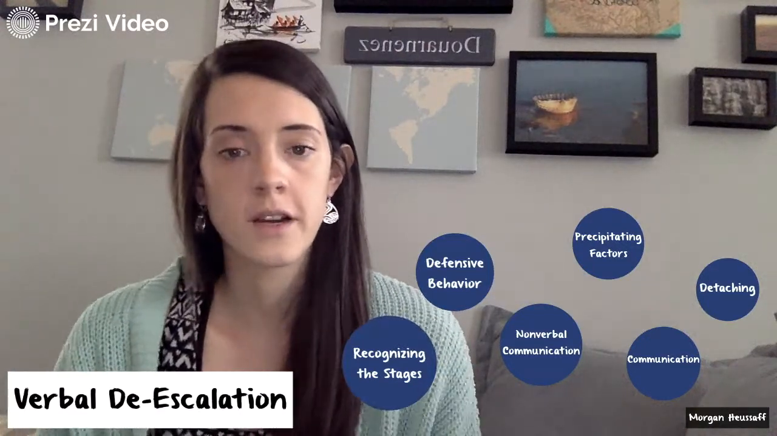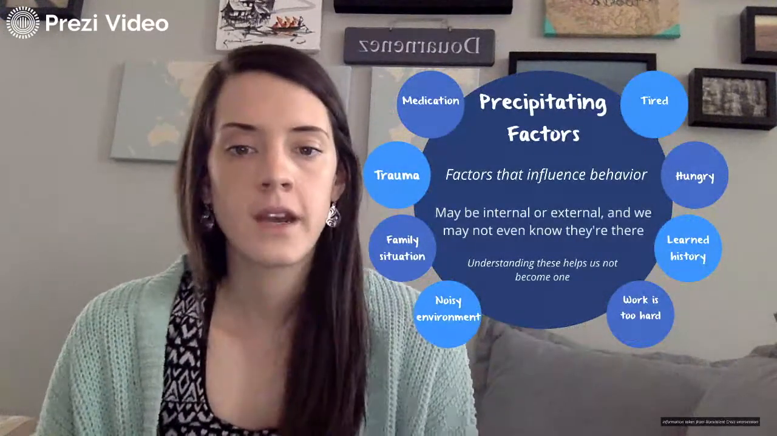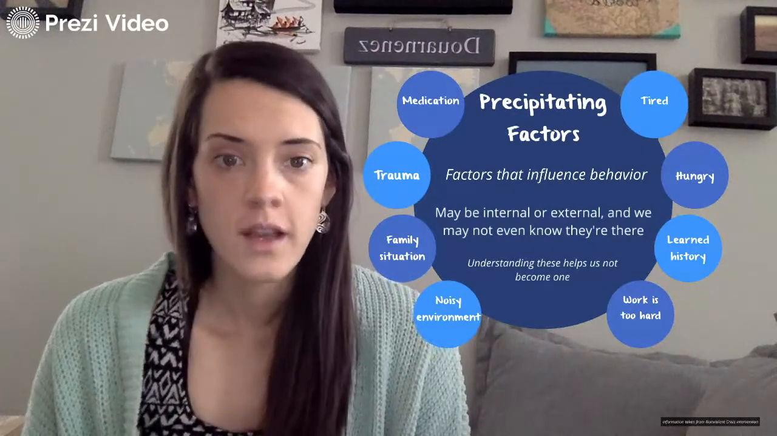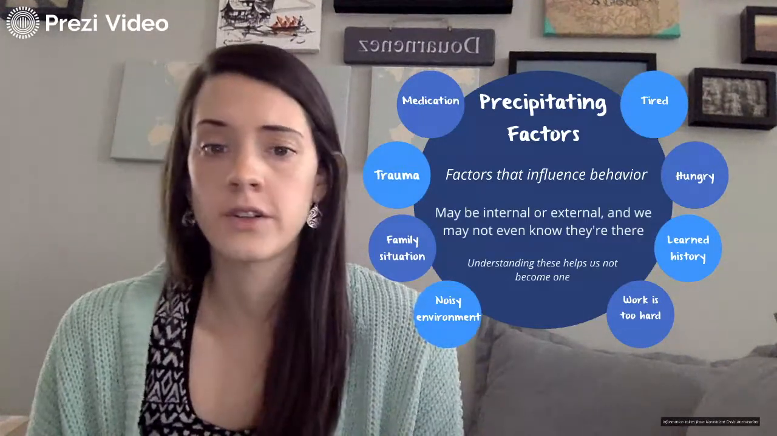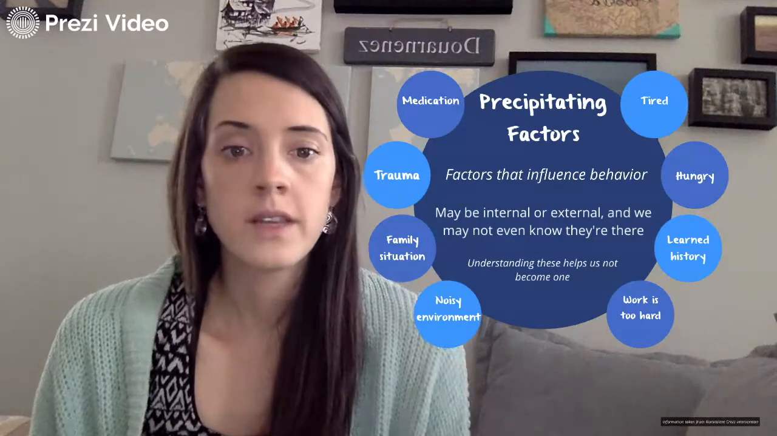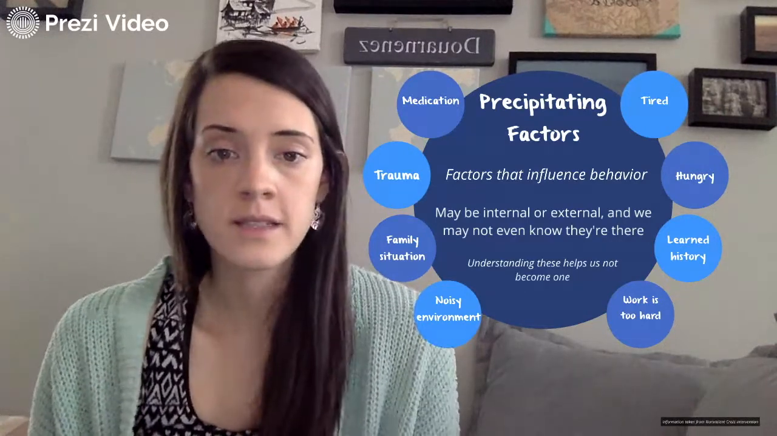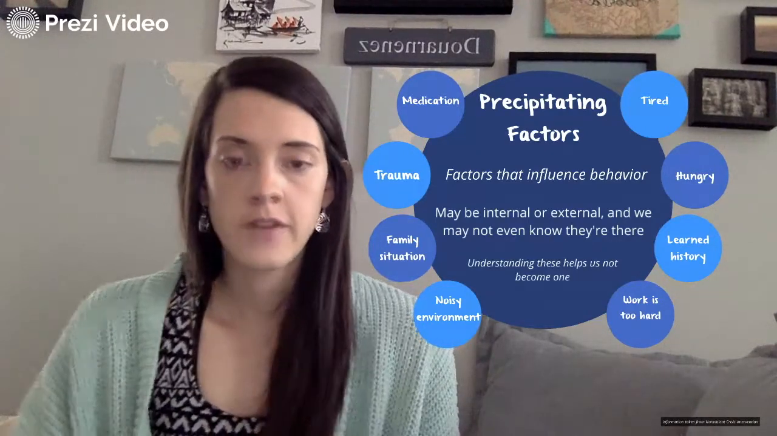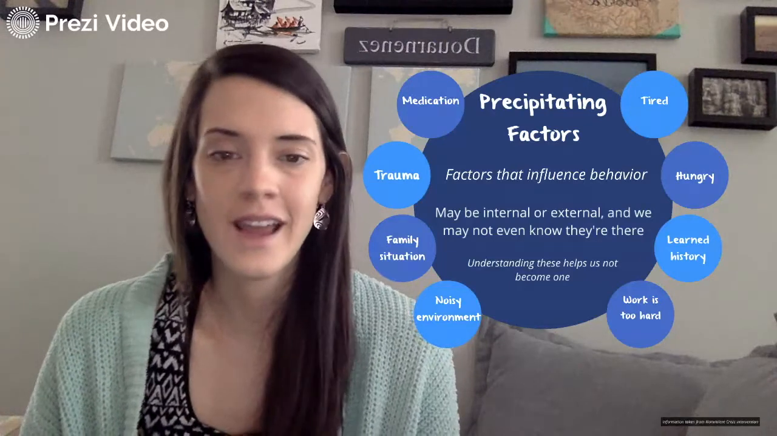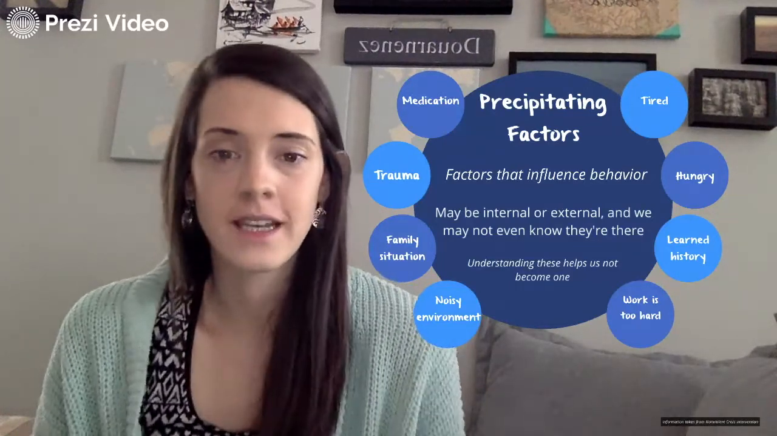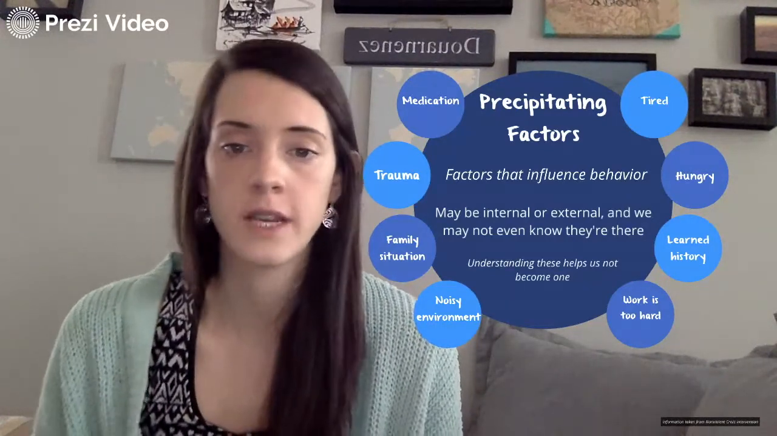Another thing to keep in mind that I want to talk about now is those precipitating factors, which are factors that influence behavior, and they may not always be visible or obvious to us. But this is any factor that may influence an individual's behavior. They could be internal, they could be external, and they may lead to behavior. So knowing these allows us to understand why these behaviors might be happening, why this individual may be in crisis. And being aware of precipitating factors also helps us to not become one, which is also really important. Because if we know that there's a student that has the potential to escalate into a crisis situation, if we know what sets them off, then we can try to avoid being one of these precipitating factors.